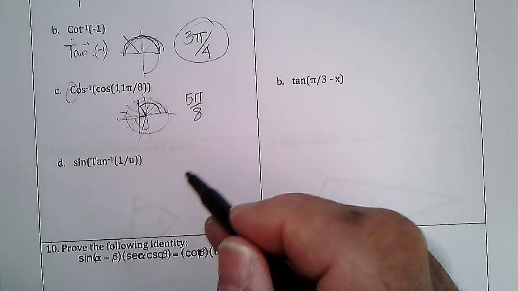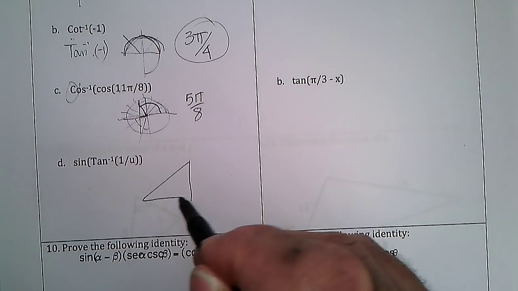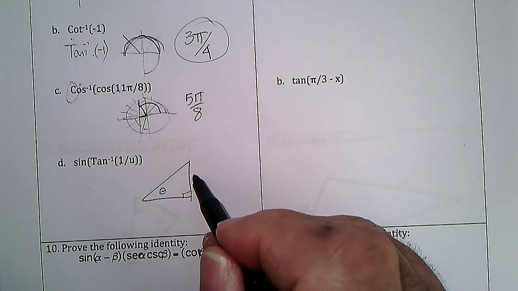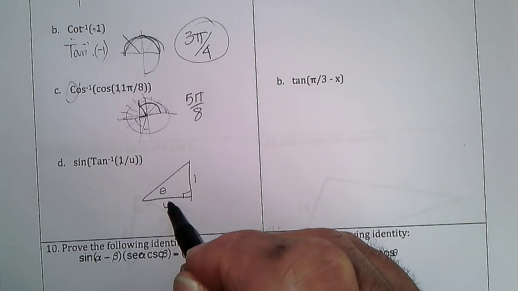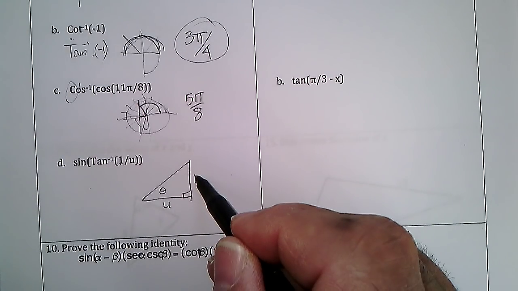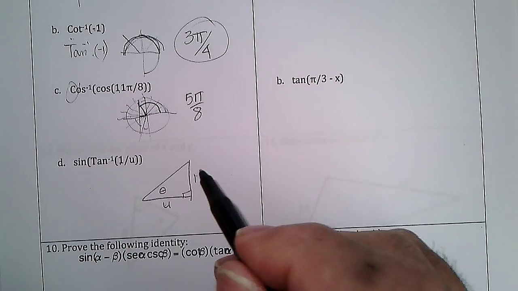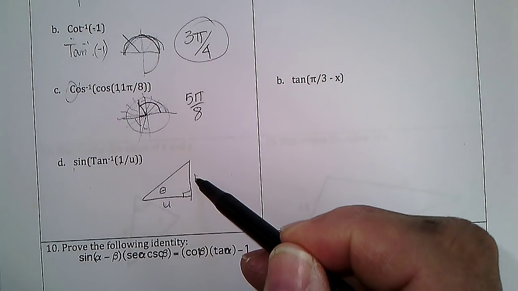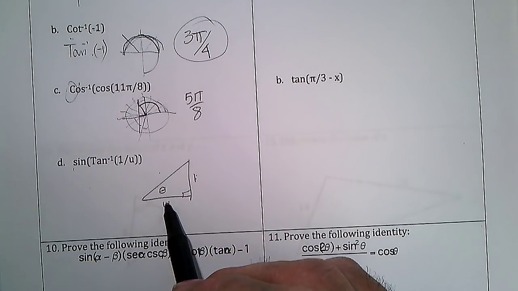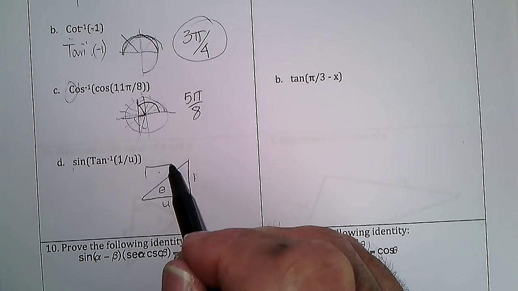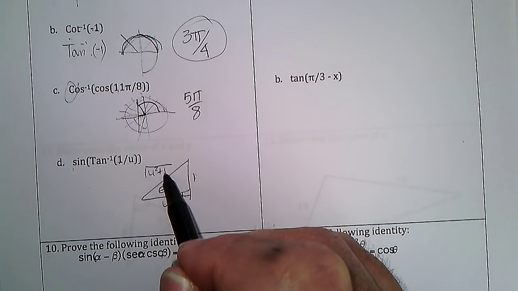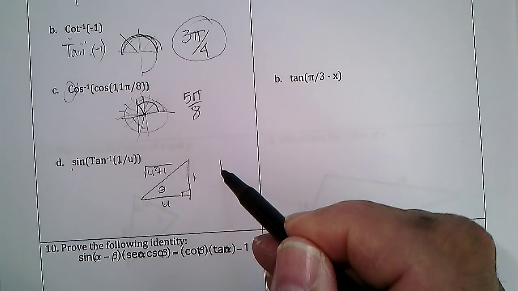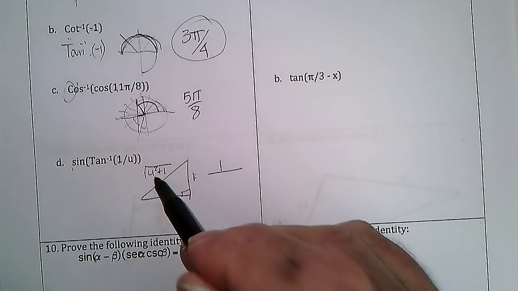The tangent inverse, so we'll make a triangle here. And think of this angle, and the tangent is 1 over u. So that's opposite over adjacent. That was the tangent. Now we've got to find the sine. And the sine would be the opposite over the hypotenuse. So we've got to figure out the hypotenuse. So this would be the square root of u squared plus 1 squared. So the sine would be opposite over the hypotenuse.